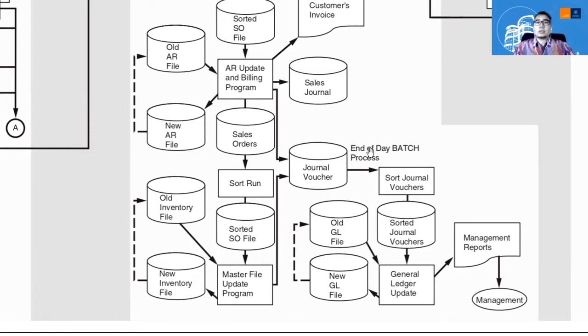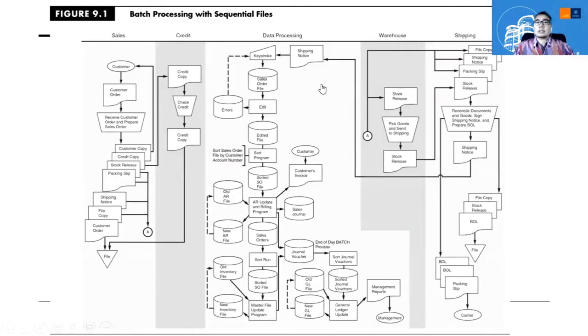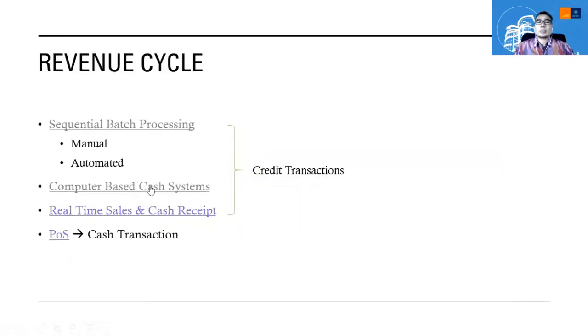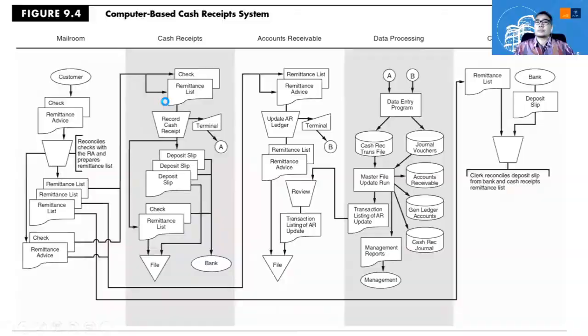Now let's look at the other processes. Computer-based cash system. Now let's look at how this can be done. Although the name suggests a computer-based cash receipt system, the first thing that the company does is actually to receive the checks in manual batches.